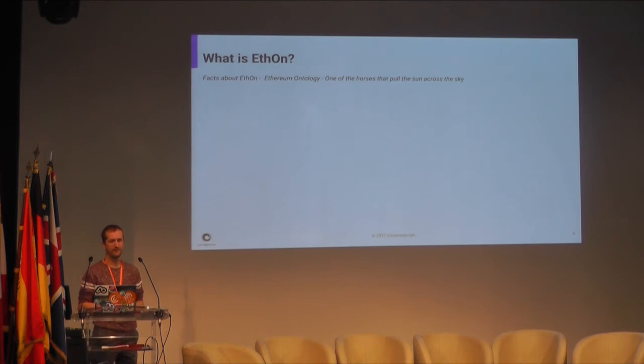What is EDCON? EDCON is an Ethereum ontology. It is derived from EDCON, which is one of the horses that pull the sun across the sky, and it's also, of course, an abbreviation for Ethereum ontology. Ontologies are formal and schematic descriptions of an area of knowledge. And EDCON is a multi-purpose Ethereum ontology. It takes all the blockchain terms we all work with, blocks, transaction, contracts, nonce, you can go on infinitely, not infinitely, and brings them into relation with each other and gives short and clear definitions.